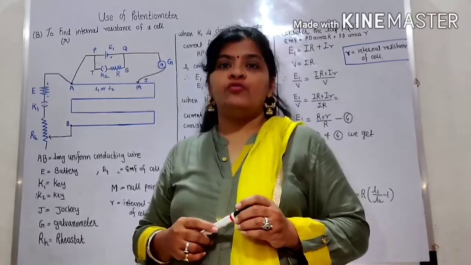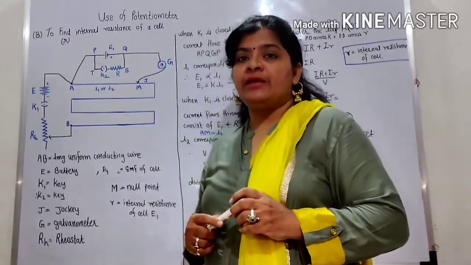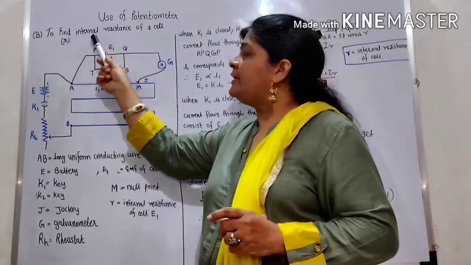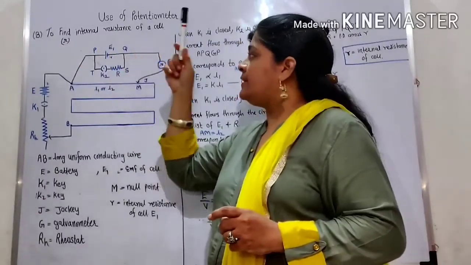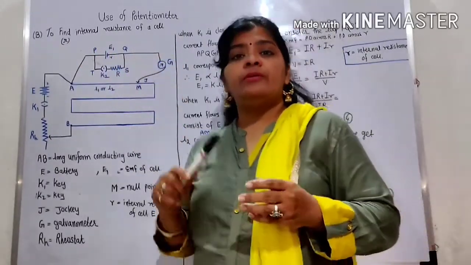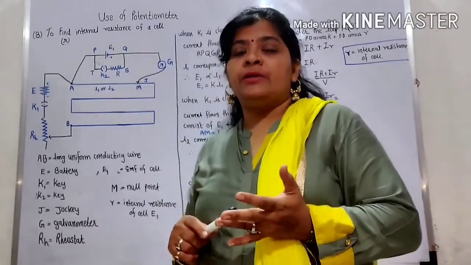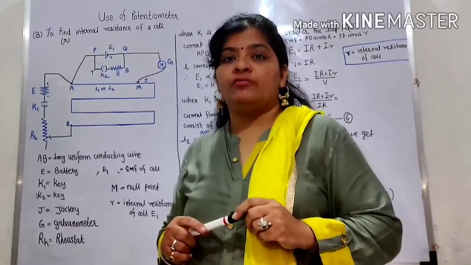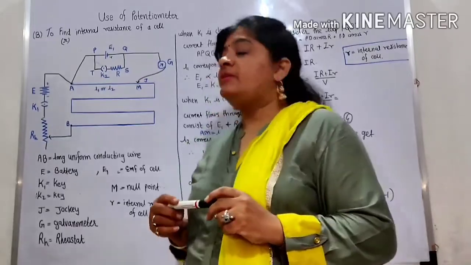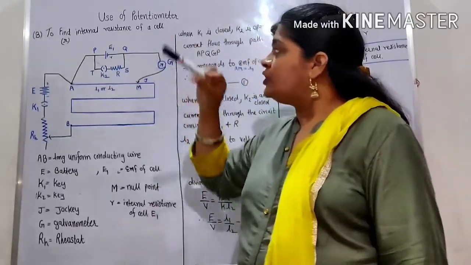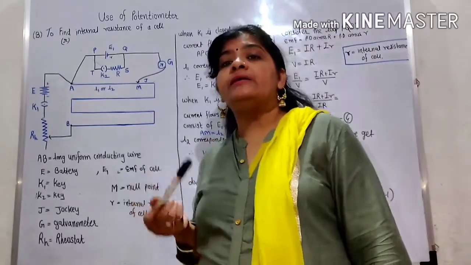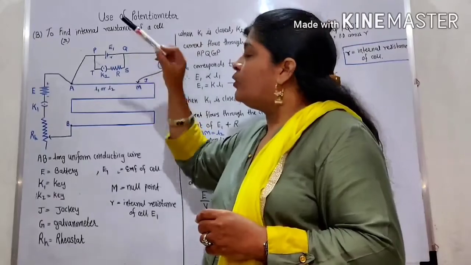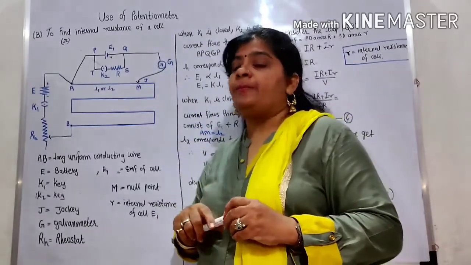Hello student, now we are learning the second application or use of the potentiometer, that is to find the internal resistance of the cell. With the help of a voltmeter or multimeter, we can find the potential difference between the two terminals of the cell. But with the help of the potentiometer, we can find the internal resistance of the cell also. This is one more advantage of the potentiometer.